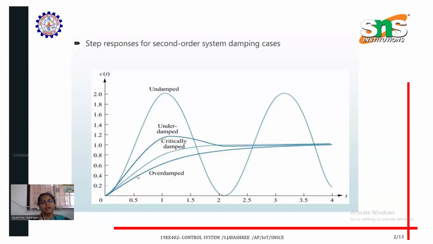See here, before reaching the final value, it is lower than the final value. It is not reaching the final value. It takes much time to reach the final value. The rise time is so high for an overdamped system.